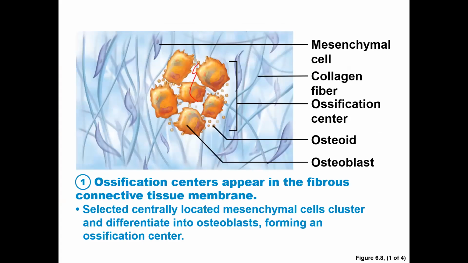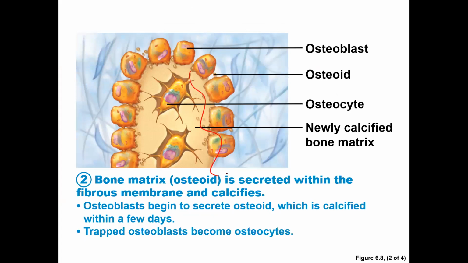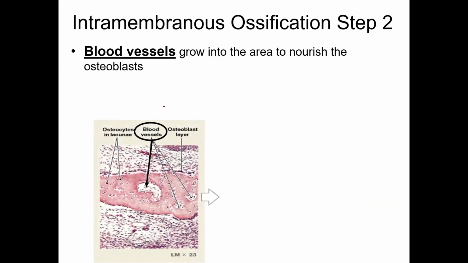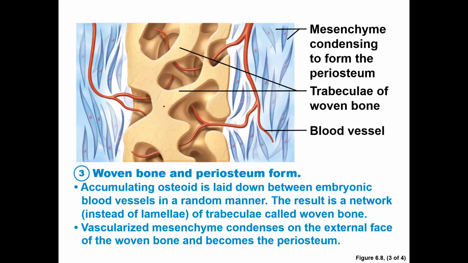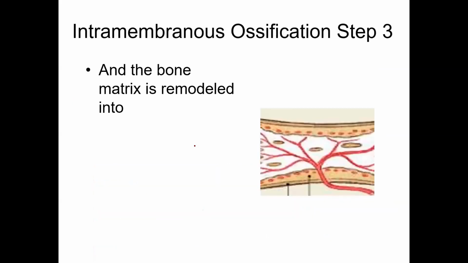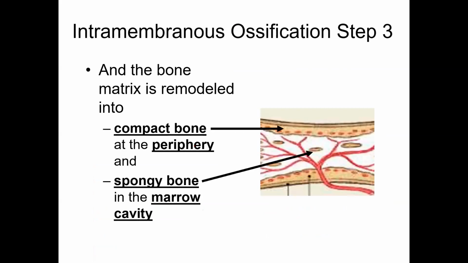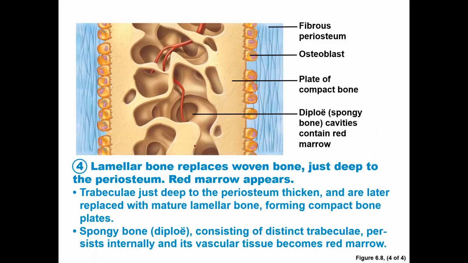So here's our osteoblast, and I start secreting that bone matrix. Now that they're trapped there in the middle, they're osteocytes. Blood vessels will move in that area to take care of that, and they get bone laid around them. We call this woven bone because the bone weaves around those blood vessels and traps them in place. Over time, the bone matrix gets remodeled into compact bone on the outside, spongy bone in the middle. And here we see another view of that.